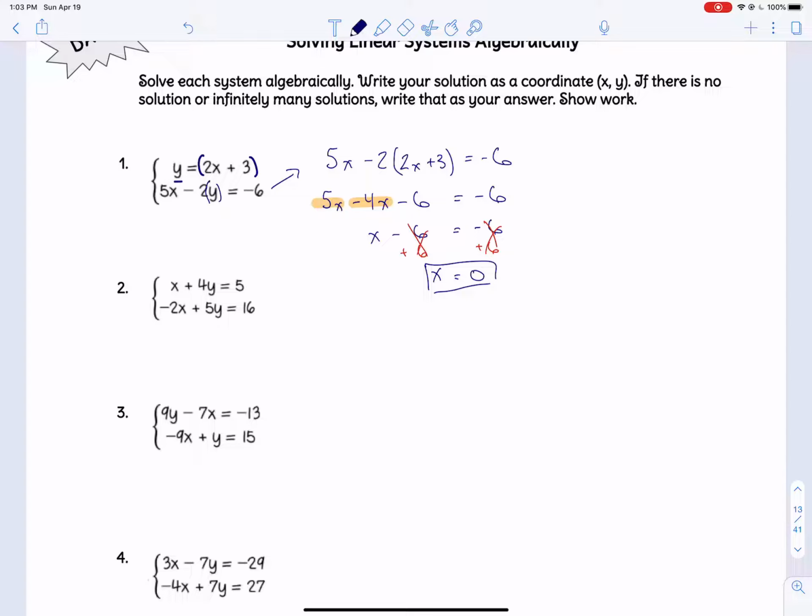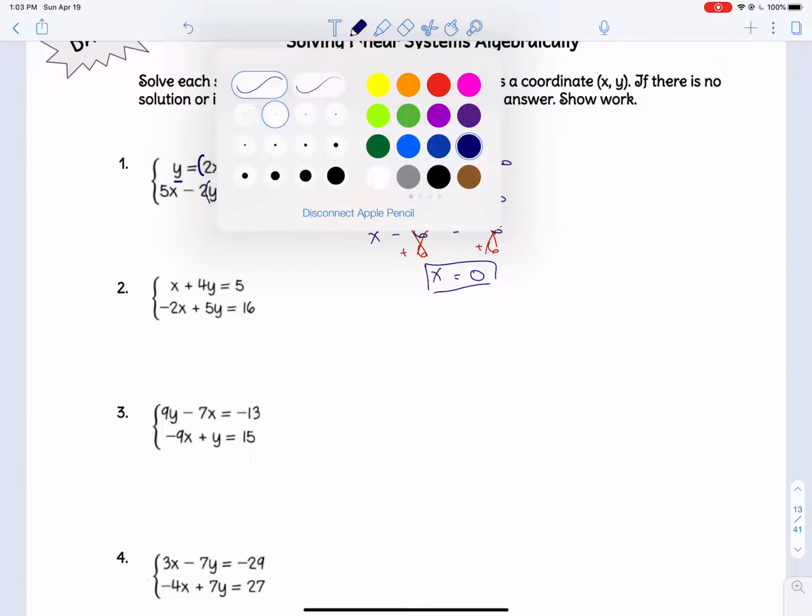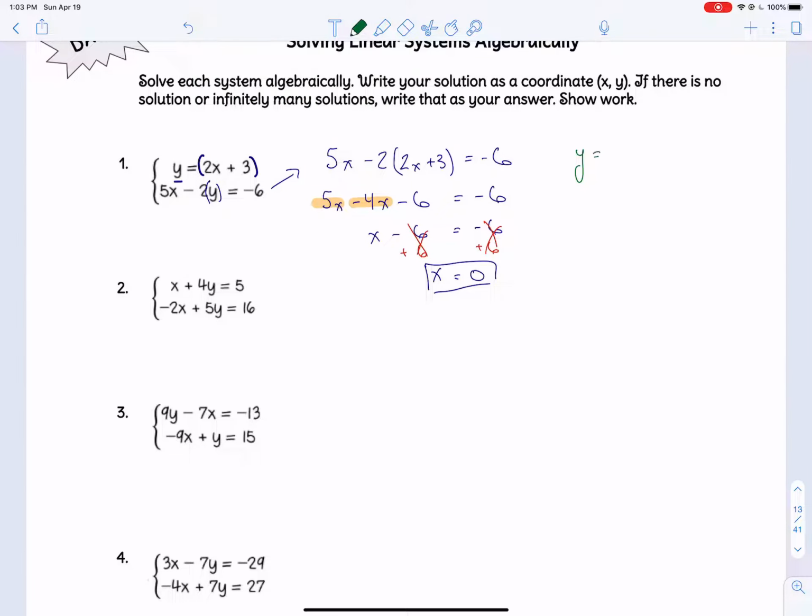All right, so now we're going to take that and bring it into either the first or the second equation and solve it for y. I'm going to use the first equation because it's going to save us some steps. So I'm going to rewrite that over here. So y equals 2x plus 3. And I'm going to substitute a 0 instead of the x. Okay, so y equals 3.